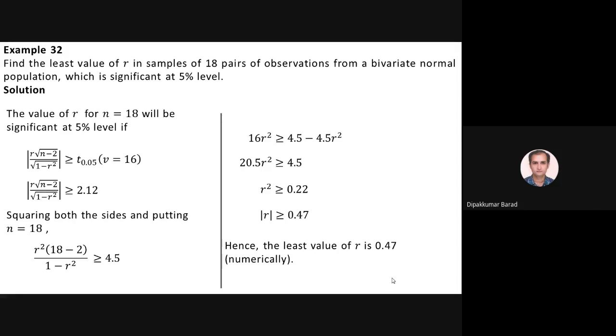So instead of testing the significance here, sometimes you are asked to find the least value of r in a sample of 18 pairs of observations. In this example, n is equal to 18 and the level of significance is 5%. So we have concluded that the least value of r is 0.47.